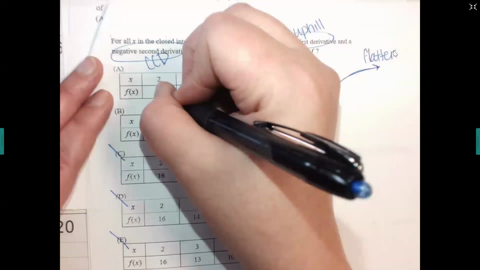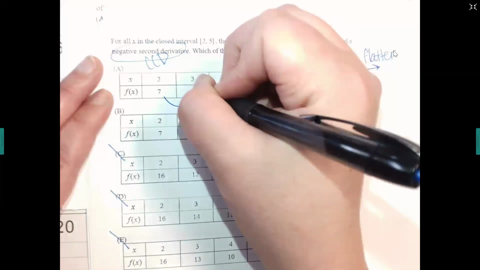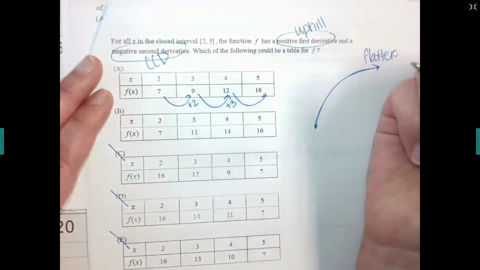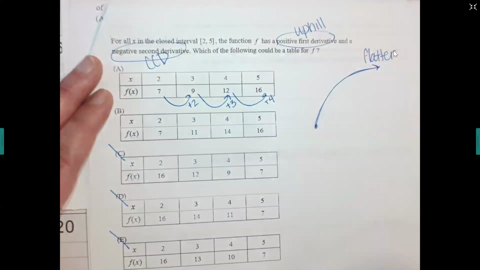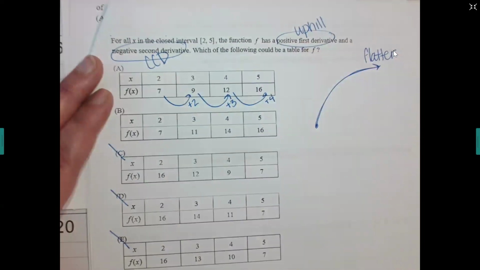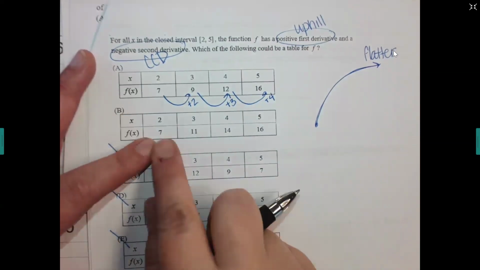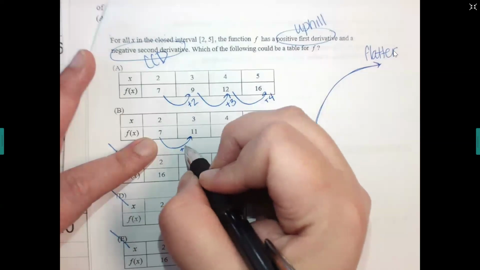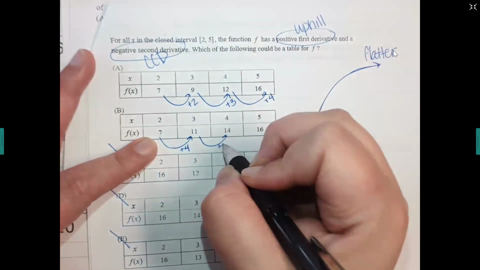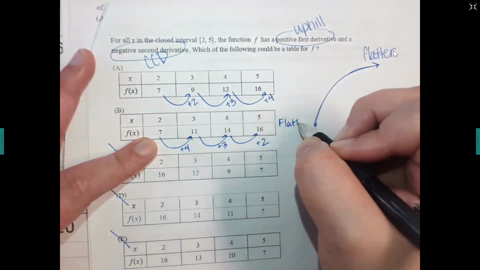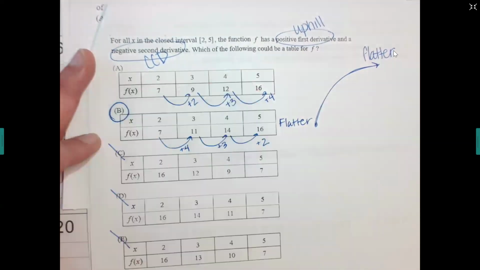So from 7 to 9, that's a +2 gap. 9 to 12 is a 3 gap. 12 to 16 is a 4 gap. That graph would be getting steeper as your slopes are getting bigger. Versus on this graph, I go up 4, then how many? Then 2. This is going to be your flatter match. Does that make sense? Okay.